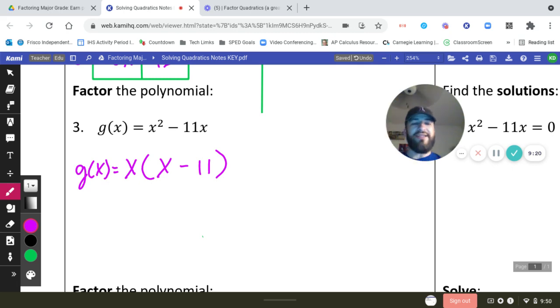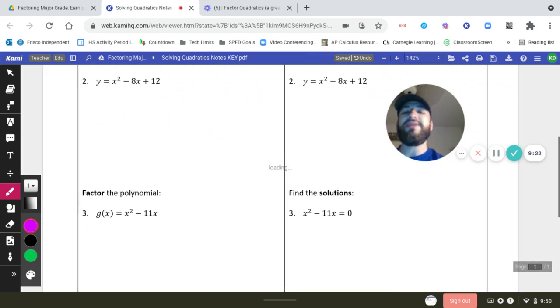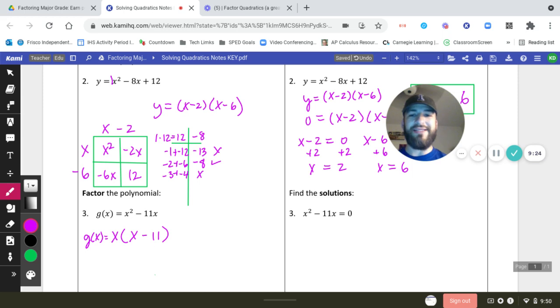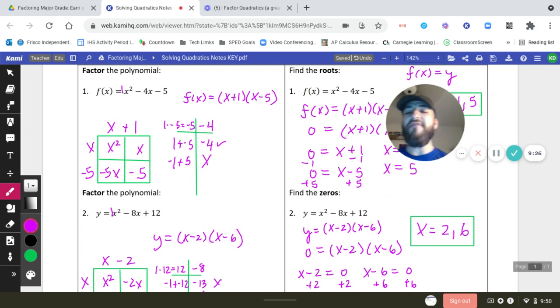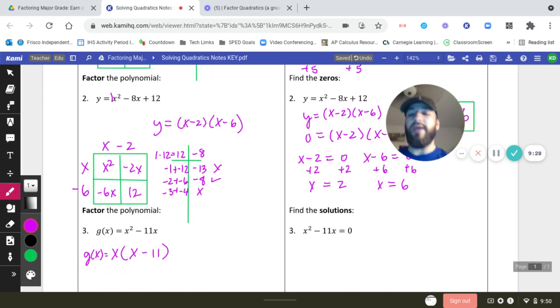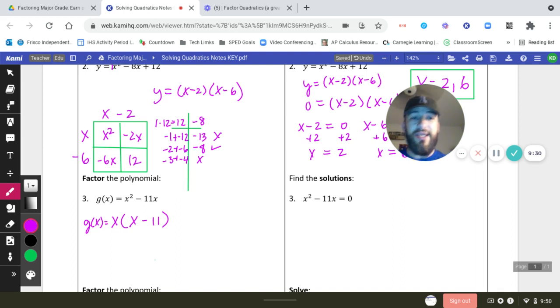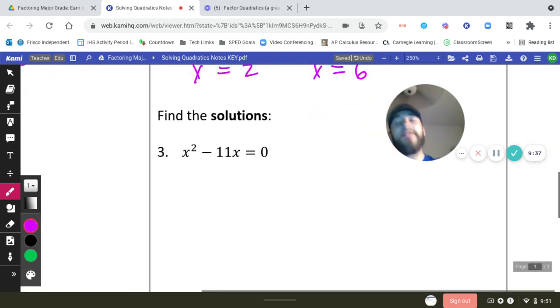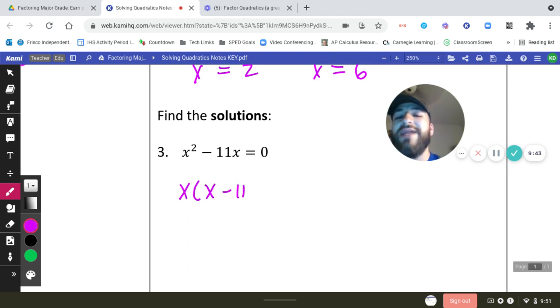Now if you notice, I have x and x, which is the same thing I always have when I factor. I just have single x's separated out like this. So I've factored this function already. Sometimes just taking a GCF is all you need to do to factor the function. So we can go ahead and move right on over to finding the solutions of x squared minus 11x, which, like we said, is already x times x minus 11. We already did that factoring for us.